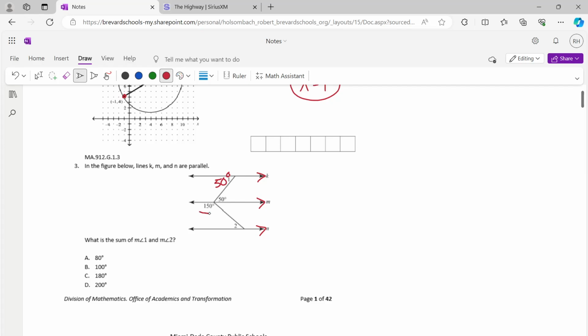We've got a linear pair of angles right here, which sum to 180. So this 150 and this angle in here add up to 180. So this angle in here is 30 degrees. And the 30 degree and the angle 2 here are alternate interior angles, so this is 30 degrees. What is the sum of angle 1 and angle 2? Well, if angle 1 is 50 and angle 2 is 30, then the sum is 80 degrees. And that's answer A right there.